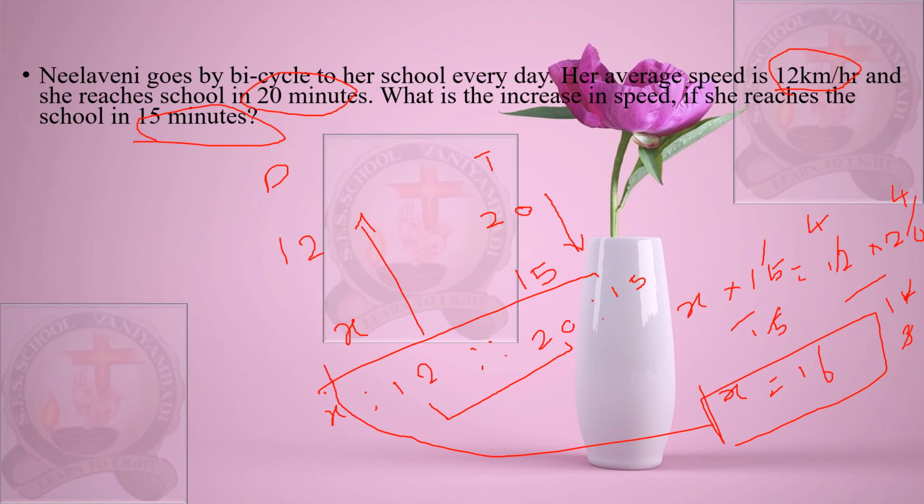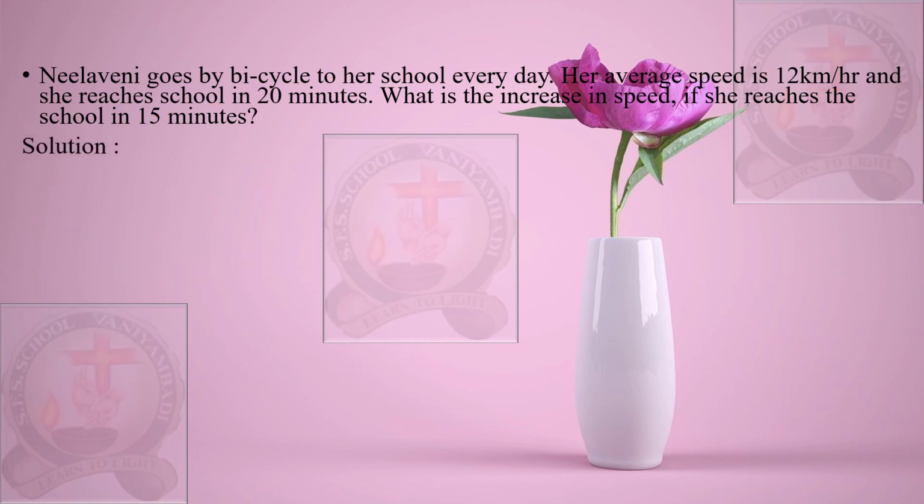Now what is the increase in speed here? First she was going 12 kilometers per hour. After that 16 kilometers per hour. 16 minus 12 equals 4. She has increased her speed by 4 kilometers per hour. Let us rewrite this in a proper way.